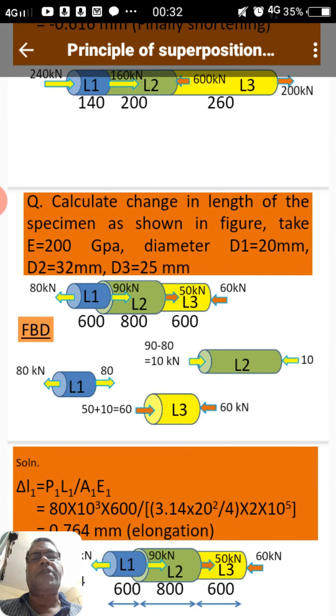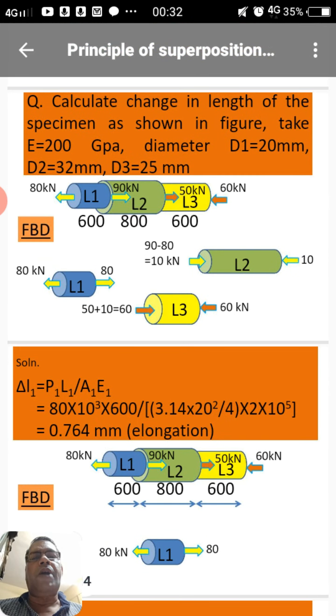Now another case we take in another problem, when the bar is having different cross sections and different forces also acting at different sections. In this case, calculate the change in length of the specimen as shown in the figure. Take E value 200 GPa, that is 2 × 10⁵ Newton per millimeter square. Diameter for L1 is 20 millimeter. For L2 it is D2, 32 millimeter, and for L3 it is D3, 25 millimeter.